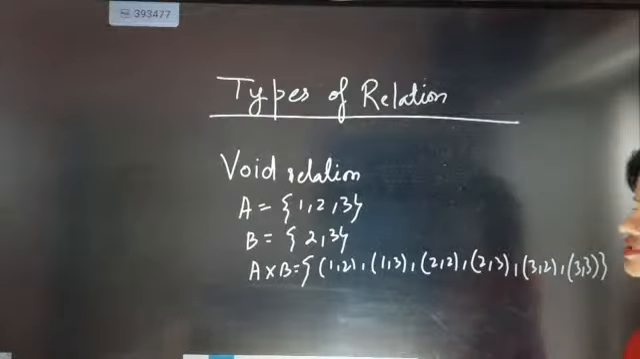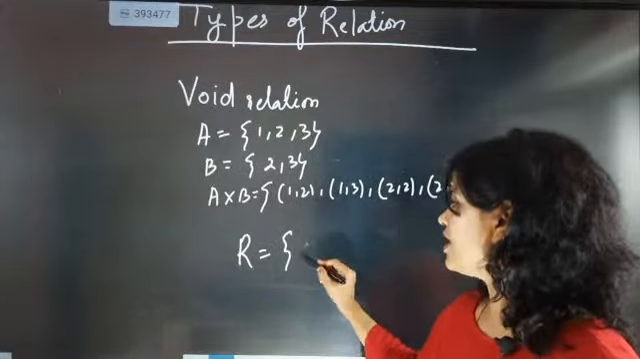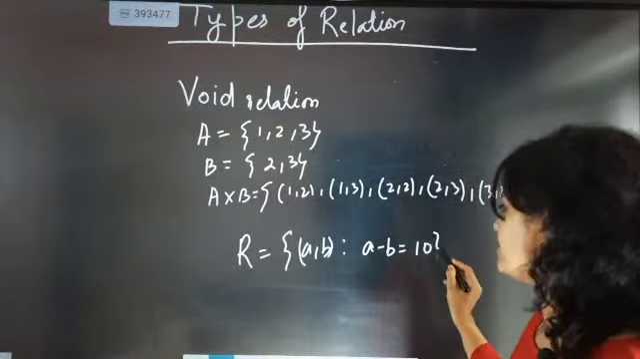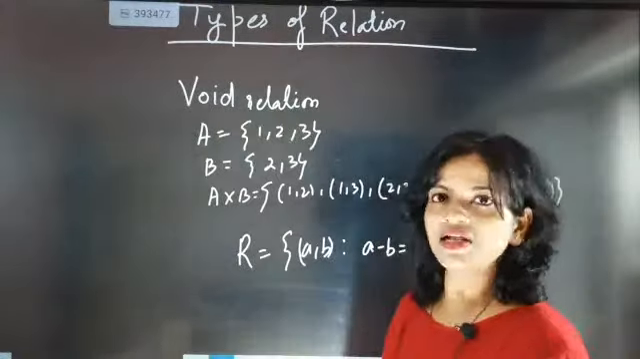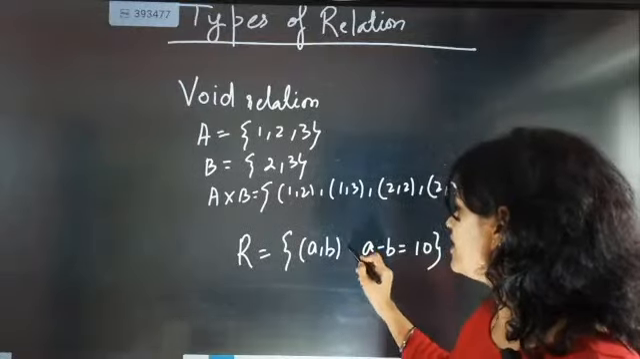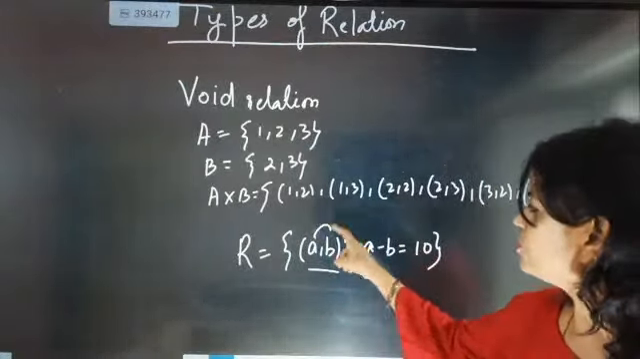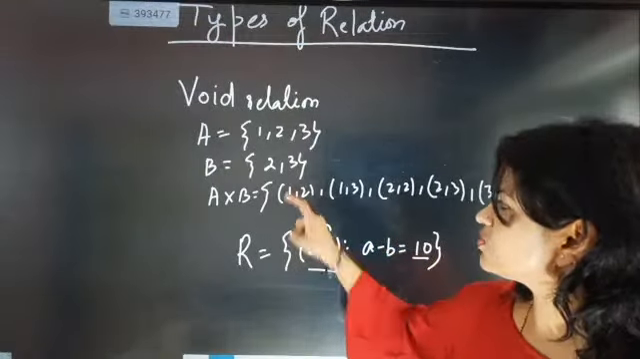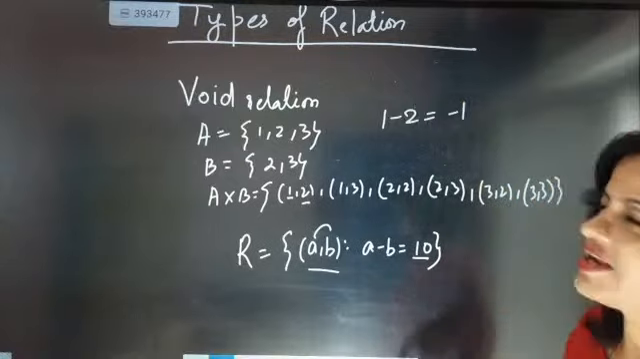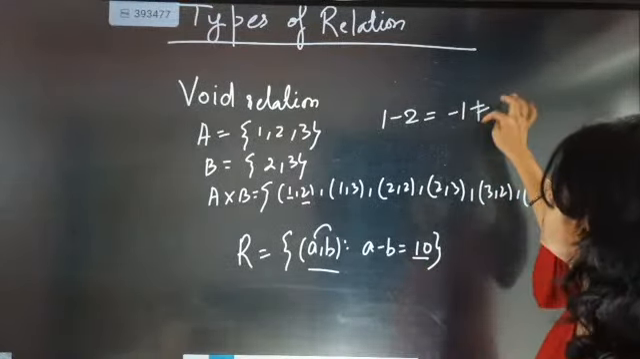Now one relation is coming, and that relation is telling that I am the relation, and I am (a, b) such that a minus b will be 10. See, the relation is demanding. It is a very demanding relation. It says that when you subtract the two elements of (a, b), you should get 10. So this one is a and this one is b. When I write a minus b, it is minus 1, and minus 1 is not equal to 10.